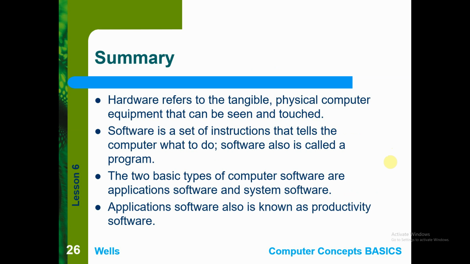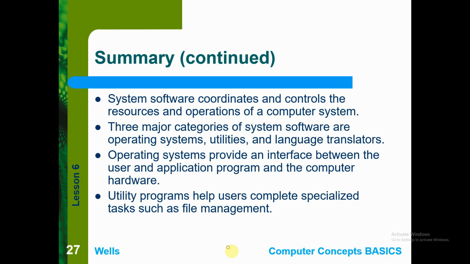So to summarize, by definition, physical is hardware, and software is a set of instructions and programs. Hardware can be touched; you can see it. Software you can also see, but it is in the form of a program or instructions. The two basic types of computer software are application software and system software. Application software is also known as productivity software.